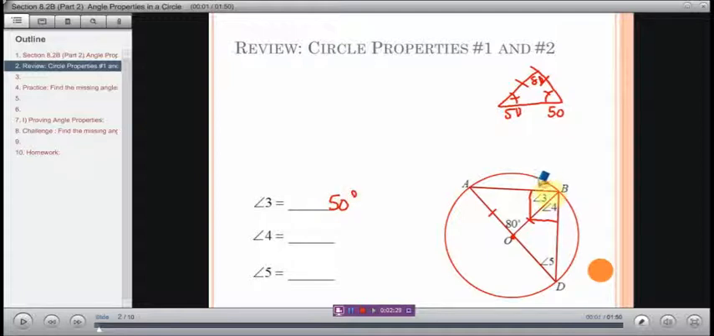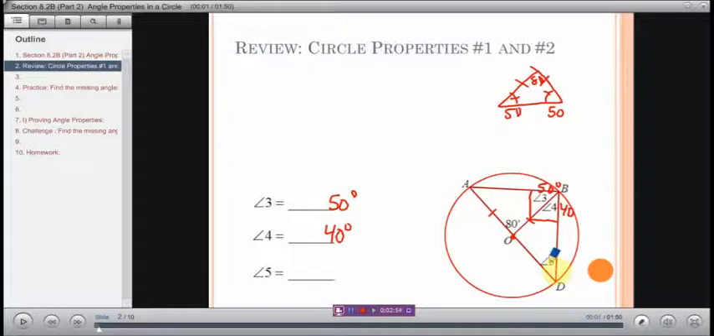Now if we know that's 50 degrees, this is 90, that we figured out using the semicircle circle property. So that means this must be what? If the whole thing's 90, that's 50, that means this must be 40. Because this plus that gives you the full 90. So angle 4 should be 40 degrees.